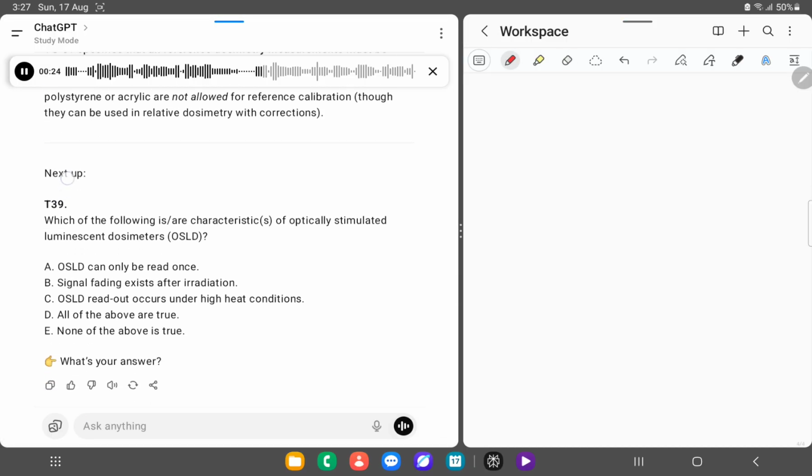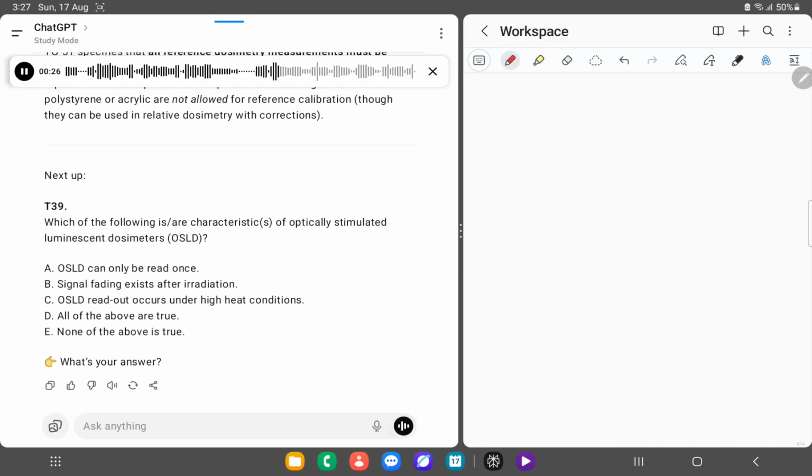Next up, T39. Which of the following are characteristics of optically stimulated luminescent dosimeters, OSLD? A. OSLD can only be read once. B. Signal fading exists after irradiation. C. OSLD readout occurs under high heat conditions. D. All of the above are true. E. None of the above is true. What's your answer?